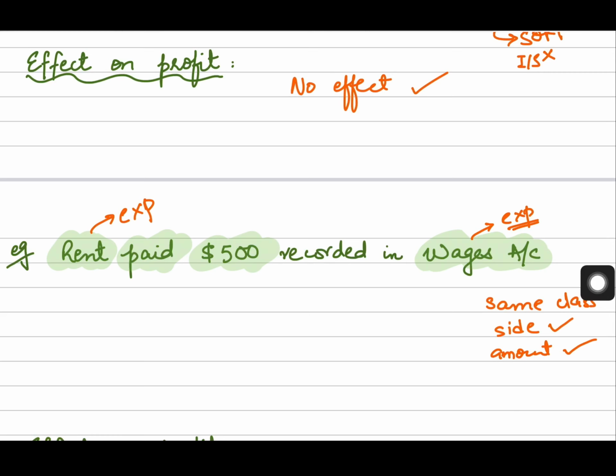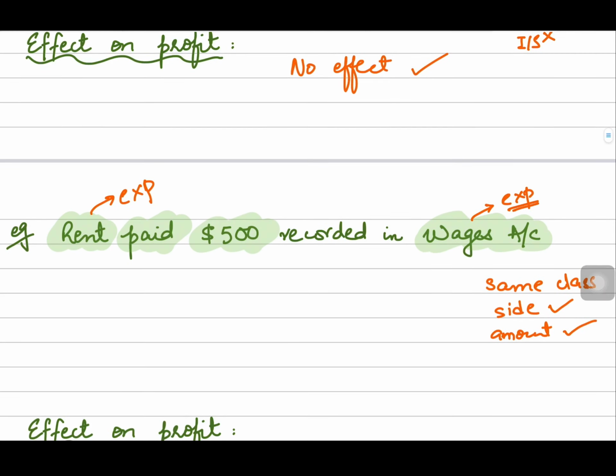So what have I done? Let's make the wrong entry as well. I have debited wages by 500, and let's assume this was paid through cash, so cash has been credited by 500 as well. However, instead of debiting wages, I should have debited my rent account, right?